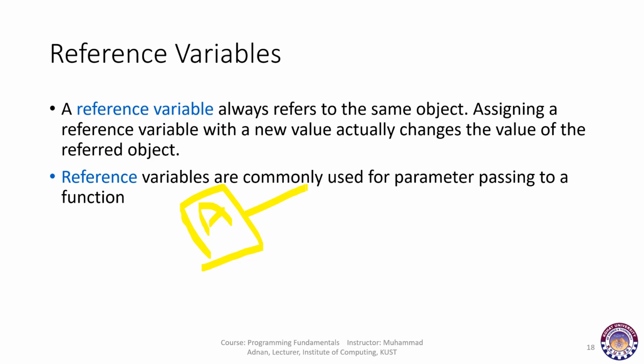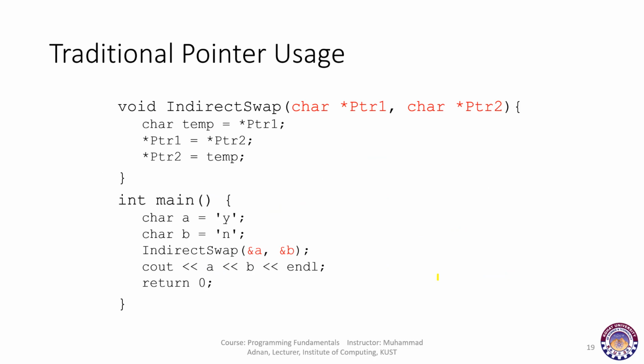So first, if you are referring to one object, then if you change the value of the address, this variable remains the same, but it will now point to another memory slot or location. So basically reference variables are commonly used for parameter passing to a function. When you are passing some parameters and calling a function, then we use these reference variables.